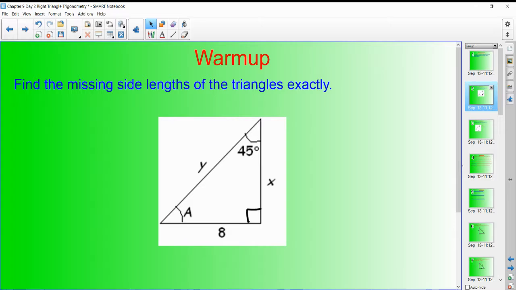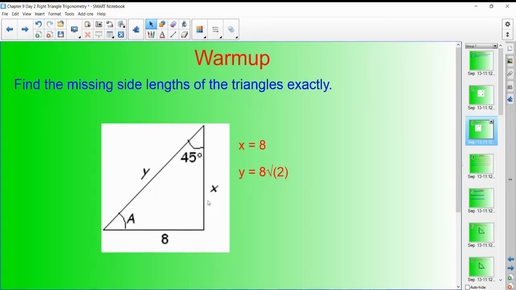Okay, so hopefully you remembered 45, 45, 90 triangle. The two legs are the same. So x has to be 8. And then to get from the leg to the hypotenuse, you multiply by the square root of 2. So we leave it as 8 times the square root of 2. Okay, don't make it a decimal, especially if it says exactly. Exactly does not want a decimal.